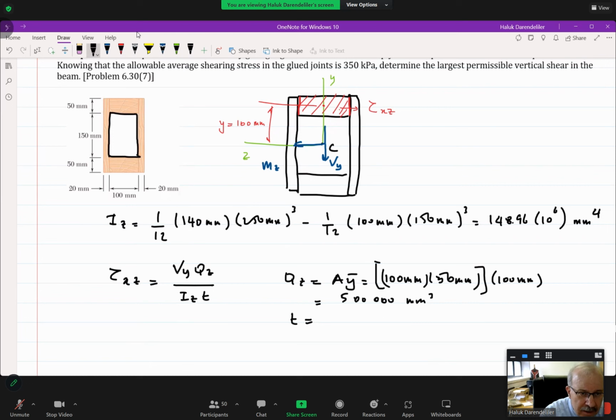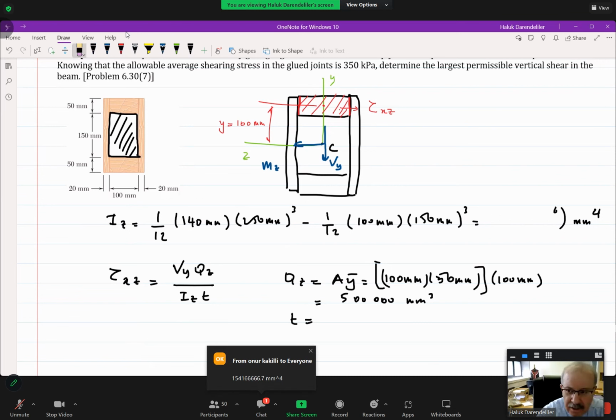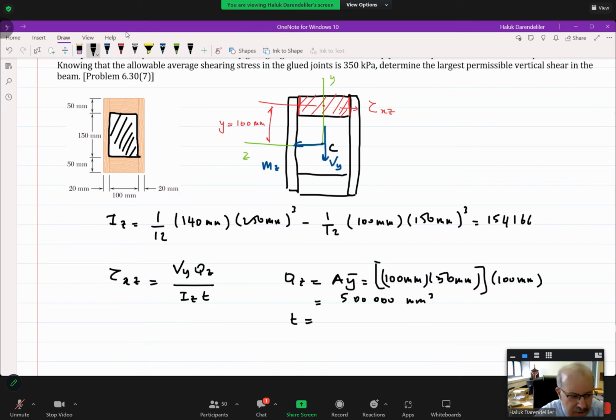The other one is this rectangle. So it is 100 times, yes? 50. So there is nothing wrong with this area, but the result would change obviously. So the result, for this problem, is 154,166,666.